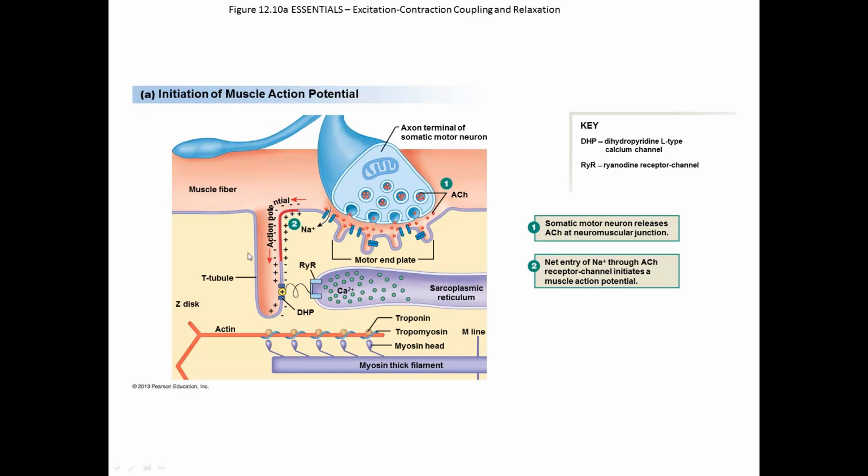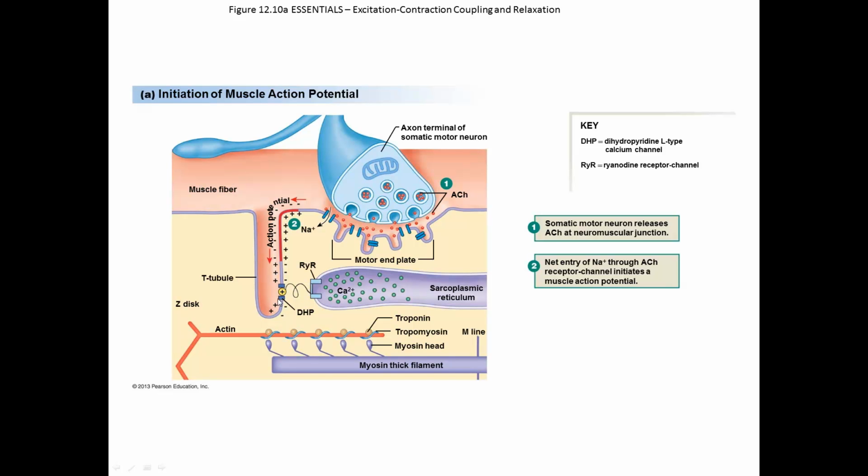The action potential then goes down through the transverse tubular network, and in the transverse tubular network, it will encounter a voltage-gated channel called the dihydropyridine receptor. The dihydropyridine receptor is essentially a voltage-gated calcium channel, but that's not what it's doing here. That's very important. It's not what it's doing here.